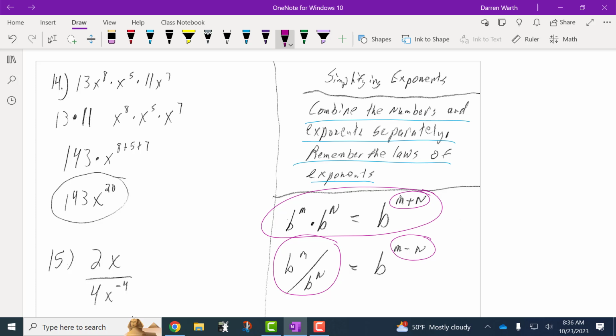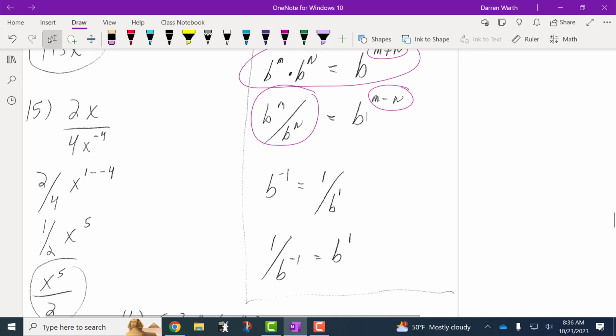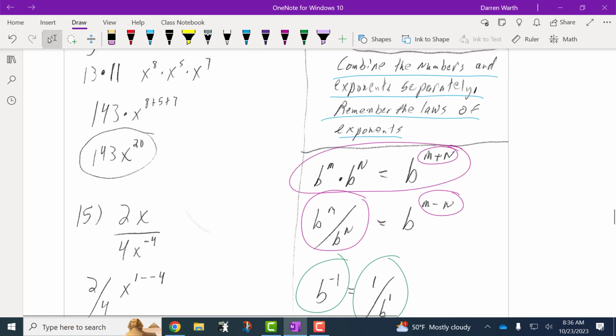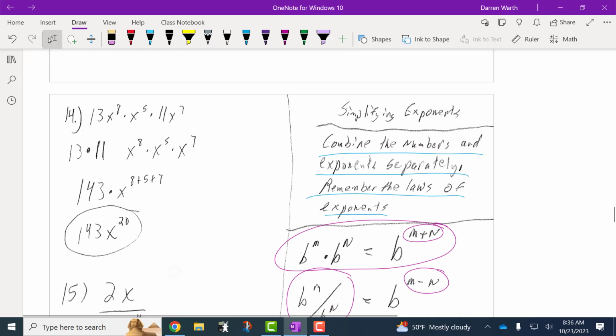And then your last law that you need to remember is dealing with your negative exponents. So remember, if you have a negative exponent, to get rid of that negative exponent, you put it in the denominator if it's in the numerator. And if it's in the denominator, you move it up to the numerator. That's how you get rid of negative exponents. So as we took a look at this in this set of problems right here, that's what we're going to be doing.